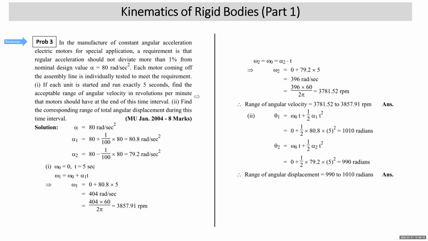Now, it is given that the nominal design value of alpha is 80 radian per second square. He says that 1% deviation is allowed, 1% plus and 1% minus. First, I have taken 1% plus. So 80 plus 1 by 100 into 80, that is 80.8 radian per second square. If I reduce 1%, 80 minus 1 by 100 into 80, that is 79.2 radian per second square.